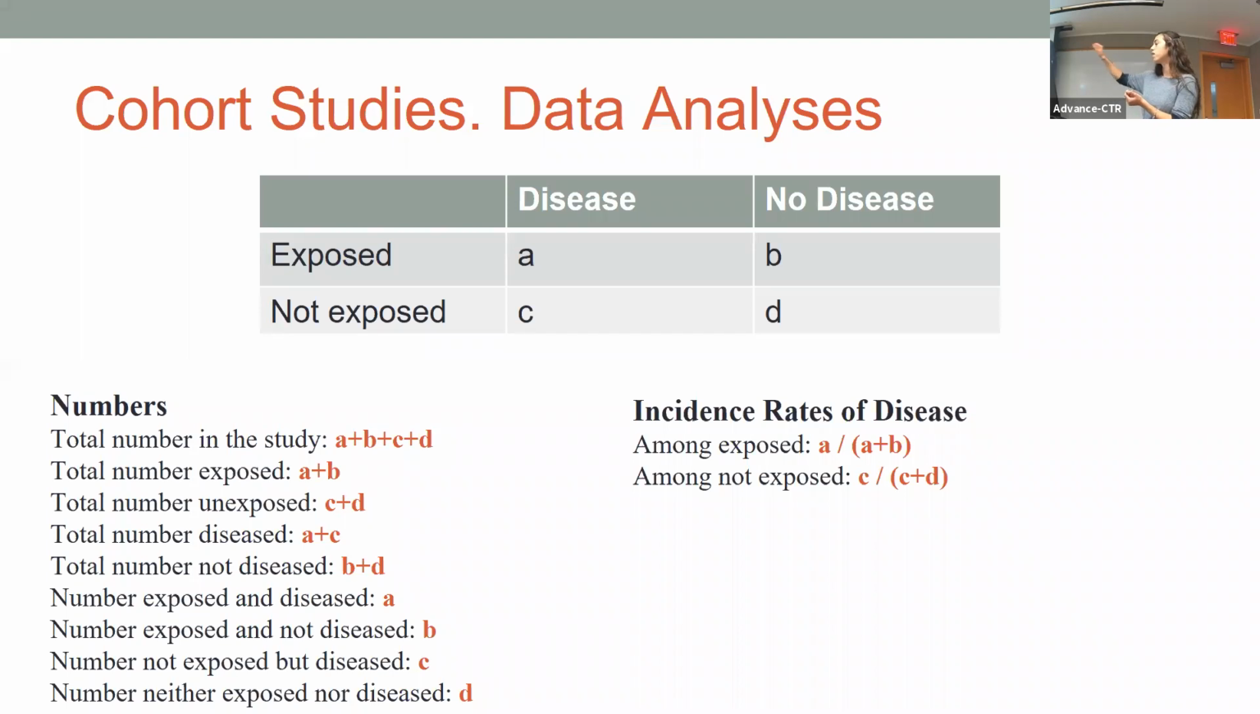Then the incidence rate of disease among those who were not exposed, we're focusing on the group that was not exposed to the exposure of interest. So that's individuals C plus D. And then we want the incidence rate of disease. So that's going to involve dividing C by C plus D.